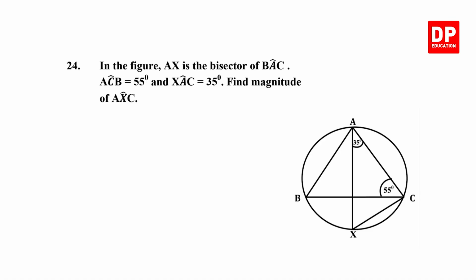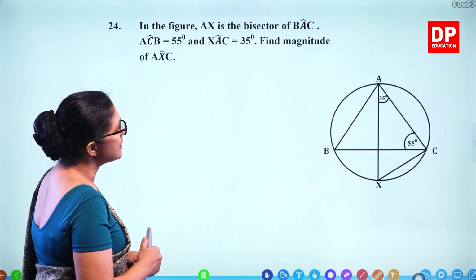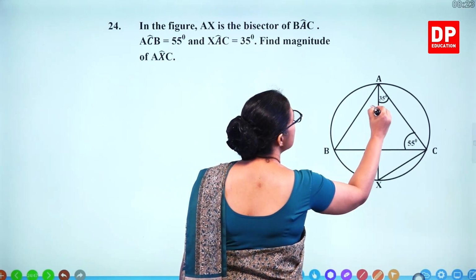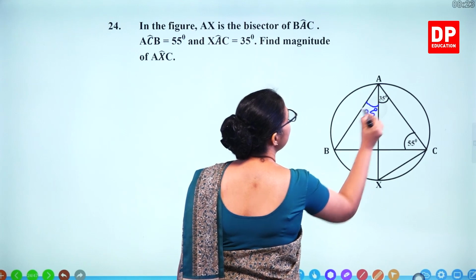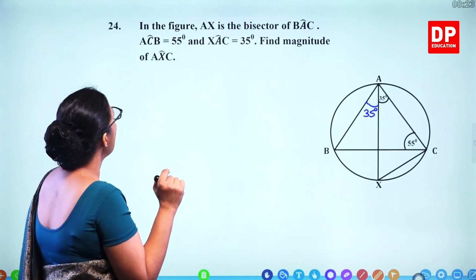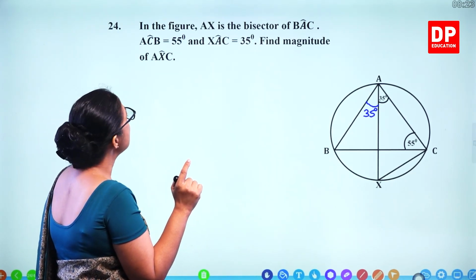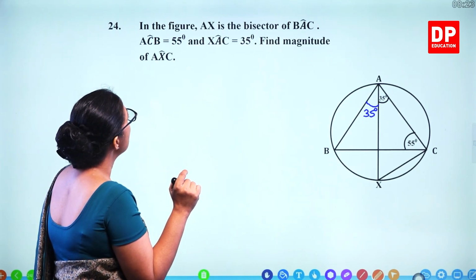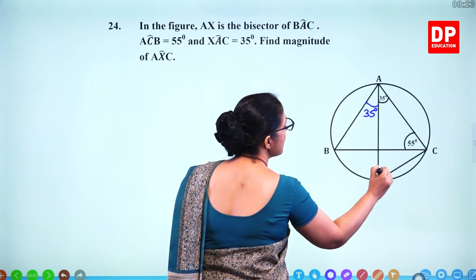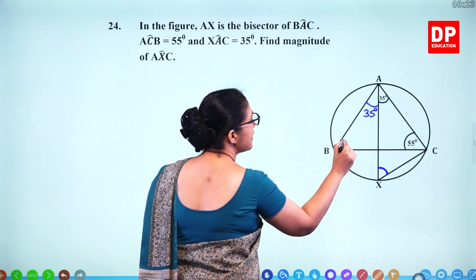Question number 24. In the figure, AX is the bisector of BAC. So AX is the bisector means this one is also 35. ACB is 55 degrees and XAC is 35. Find the magnitude of AXC. We need this angle. So we can find out this angle.